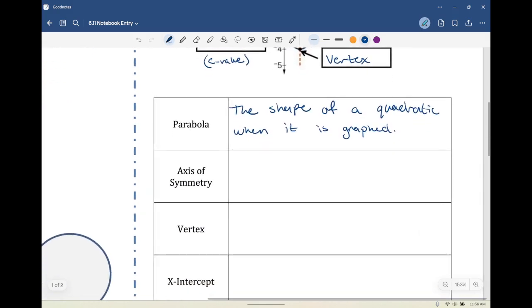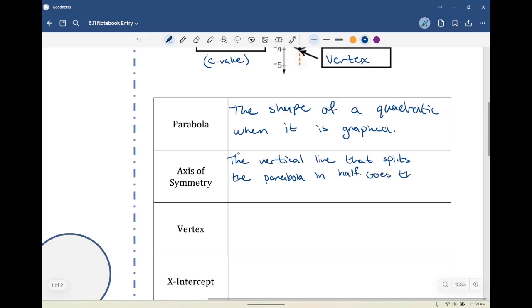So we have everything labeled. Let's quickly define these. Axis of symmetry: the vertical line that splits the parabola in half or in two, either one. Your axis of symmetry always goes through the vertex. If your axis of symmetry does not go through the vertex, it means one of three things.